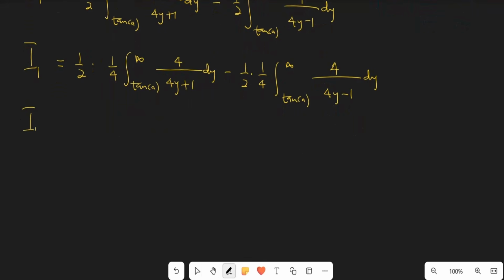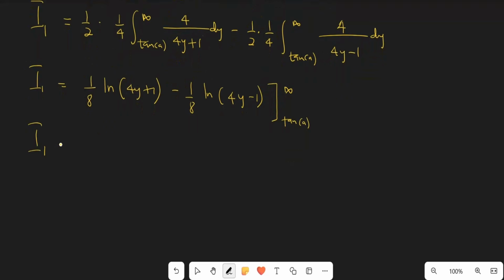All right, so I1 is equal to 1 over 8 now. I see that the derivative of the denominator is the numerator, so the resulting value of the integral is the ln of 4y plus 1, minus 1 over 8, the second one, whose numerator is the derivative of the denominator, so it is going to be the ln of the denominator, which is 4y minus 1. The limits of integration are from tan a to infinity.